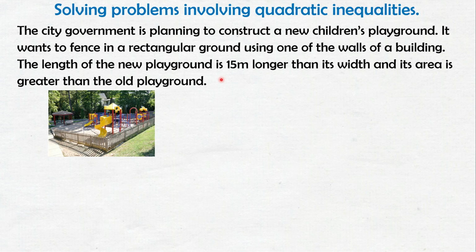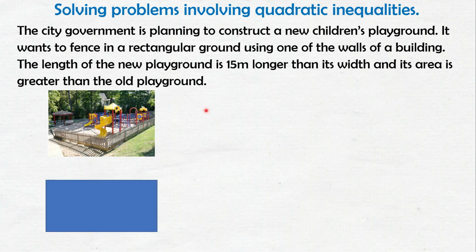Paano natin i-drawing? So, since rectangular yon, drawing tayo na rectangle, then we will represent the width as W and yung magiging length naman yung playground ay magiging W plus 15 since gusto nung city government ay mas mahaba yung length ng 15 meters kumpara kay width. And gusto din nila na yung magiging area nung bagong playground ay mas malaki dun sa area nung old playground.